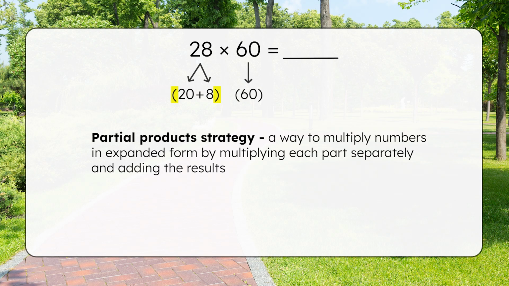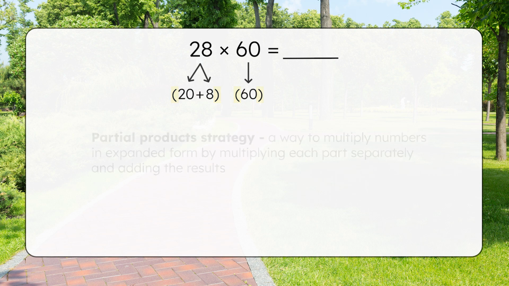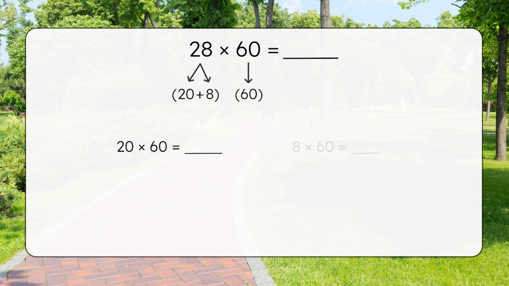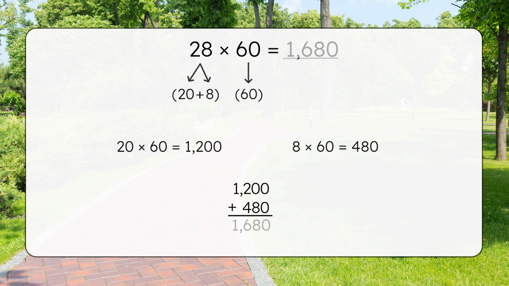The parentheses around 20 plus 8 and around 60 help keep our work grouped so it's clear which numbers they're from. Instead of drawing a rectangle, we just multiply each part by 60. 20 times 60 and 8 times 60. 20 times 60 equals 1,200, and 8 times 60 equals 480. Just like the area model, we add the partial products together. 1,200 plus 480 equals 1,680 straws.